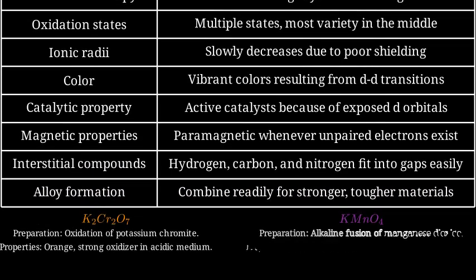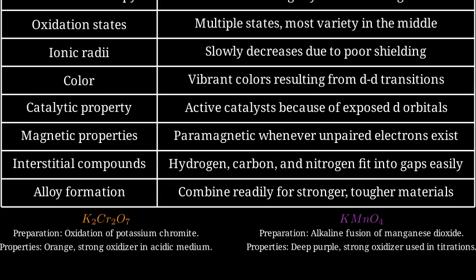Two important D block compounds are potassium dichromate and potassium permanganate. Potassium dichromate is orange and prepared by oxidizing potassium chromite. It is a strong oxidizing agent in acidic medium. Potassium permanganate is deep purple and prepared by alkaline fusion of manganese dioxide. It is also a powerful oxidizing agent and is widely used in titrations.